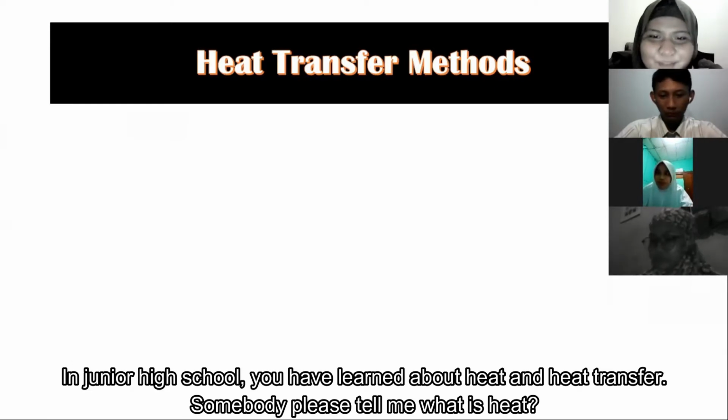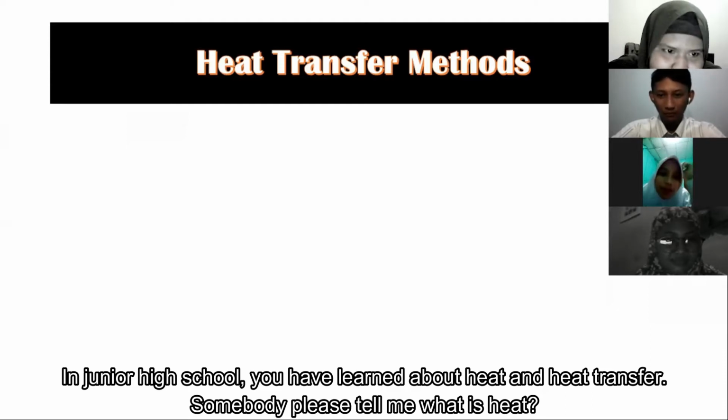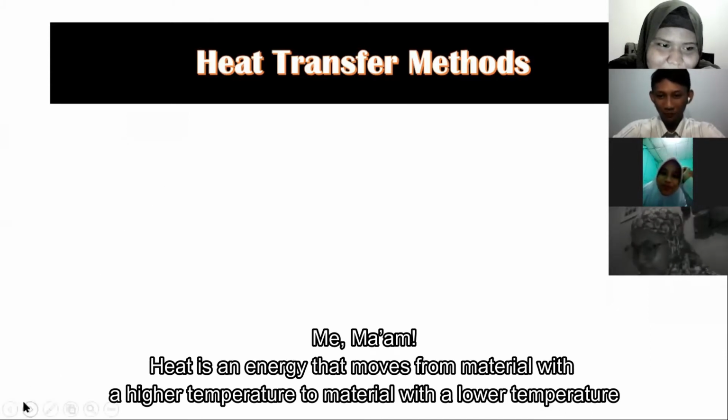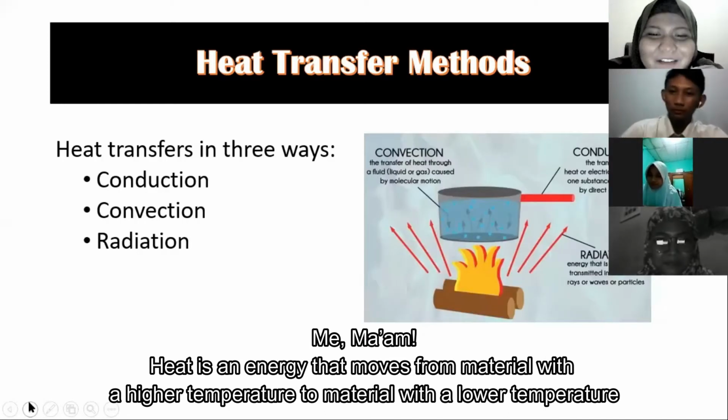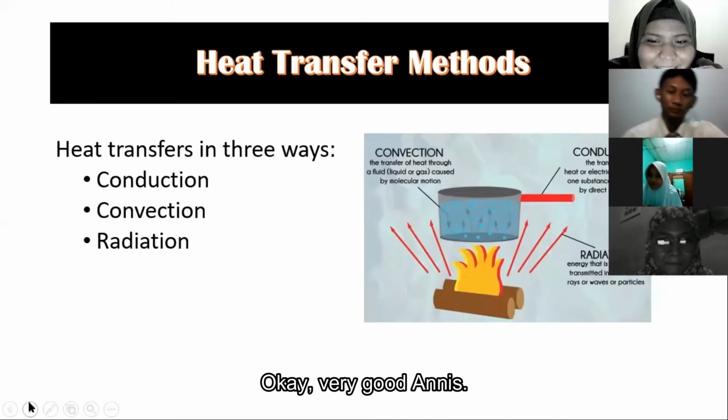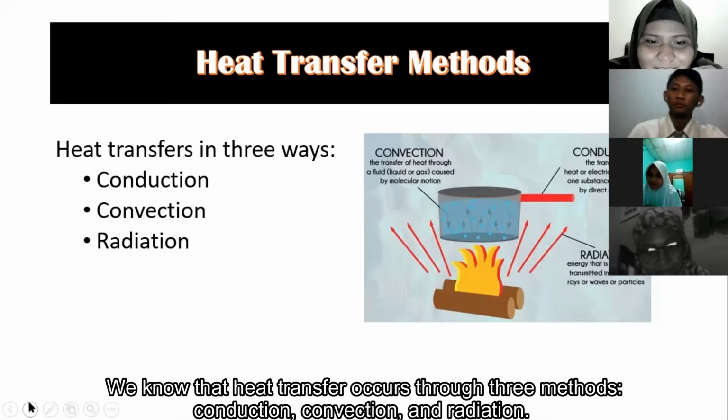In junior high school, you have learned about heat and heat transfers. Somebody, please tell me what is heat? Anyone? Me, ma'am. Heat is an energy that moves from material with higher temperature to material with lower temperature. Very good, Anis. We know that heat transfer occurs through three methods: conduction, convection, and radiation.